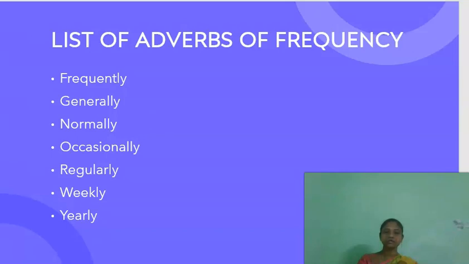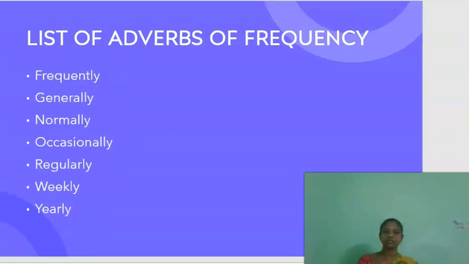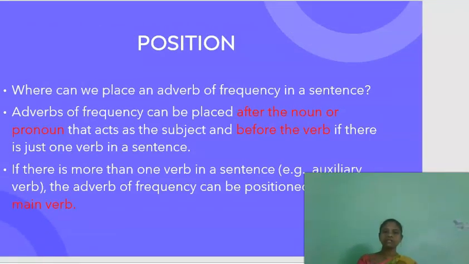Frequently, generally, normally, occasionally, regularly, weekly, and yearly. Now, let us pass on to how we can place an adverb in a sentence. Adverbs of frequency can be placed after the noun or pronoun and before the verb if there is just one verb in a sentence. If there is more than one verb in a sentence, the adverb of frequency can be positioned before the main verb.